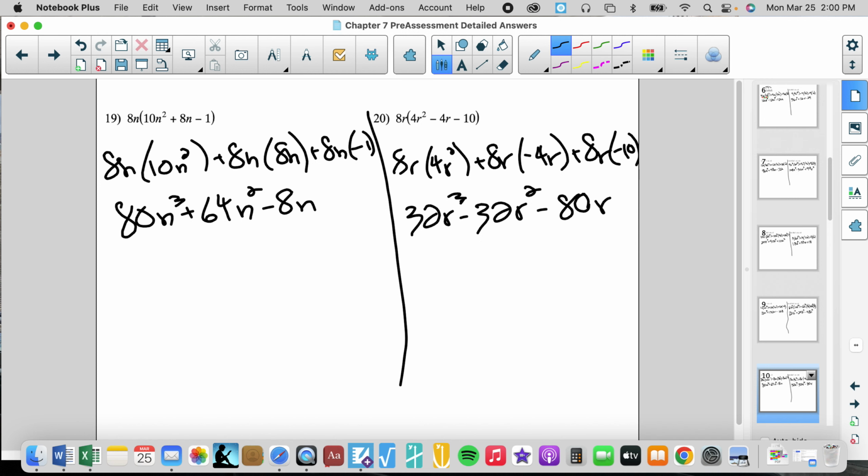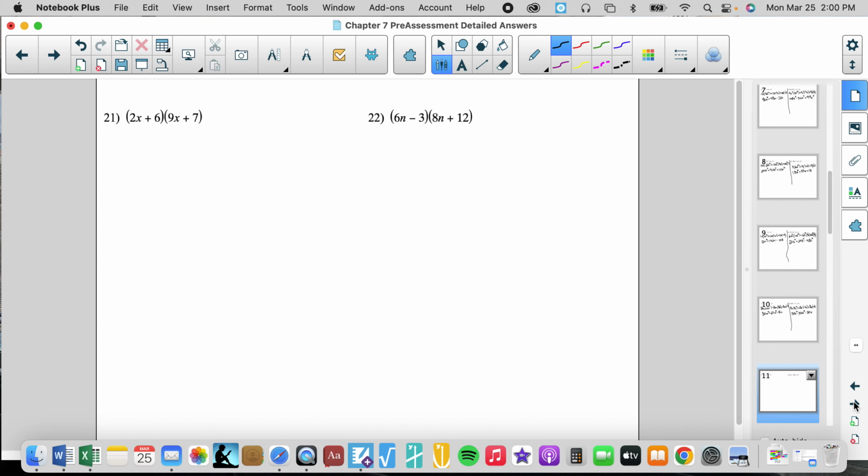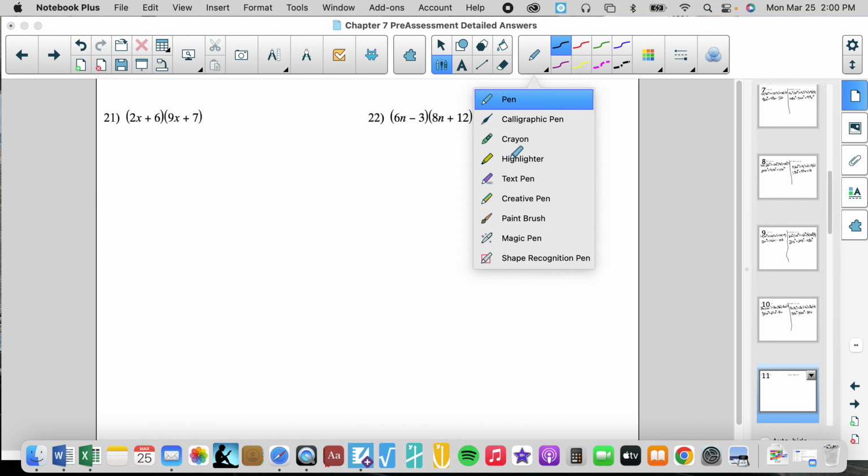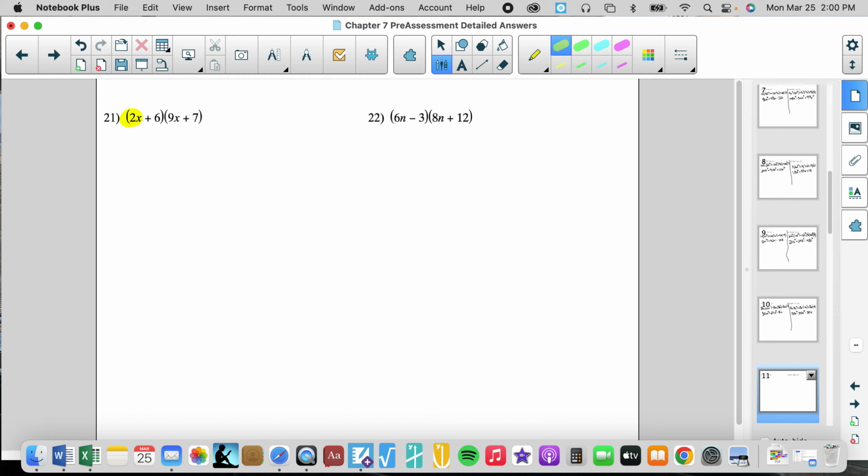My handwriting is not so good today. Now we're on binomials. So what we're going to do is just double distribution. Some people call it FOIL. We're going to take this first term and distribute it to each of the items in the other binomial. Then we're going to take that second term and distribute it to both of those terms. So it looks like this.